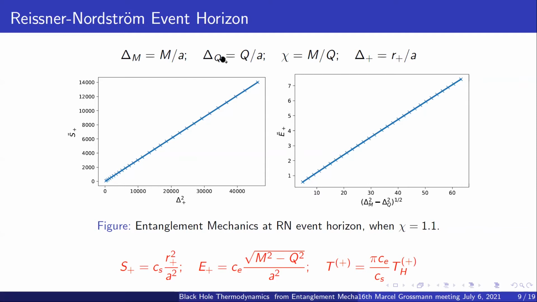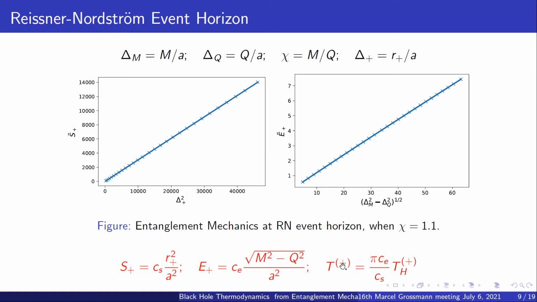So what happened here is that, in fact, there are two horizons here. In fact, we can study both these horizons, but we have only presented the results of the event horizon in this case. So when we looked at the entanglement mechanics of Reissner-Nordström at the event horizon, what we observed is that entropy again similarly followed an area law, which is expected. Entanglement energy, on the other hand, seemed to scale linearly with respect to this quantity, which is root of m square minus q square, for some reason.